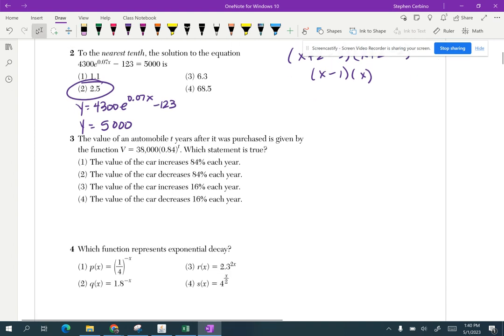All right, number 3 is really just talking, do you know how these exponential functions work? So we have this automobile being purchased, and the base number is 0.84. You have to remember the base represents 1, either plus or minus the rate. Since it's smaller than 1, it's going to be minus. So if we solve for r, we can say the rate is 0.16. So this car is going to decrease by 16% per year.